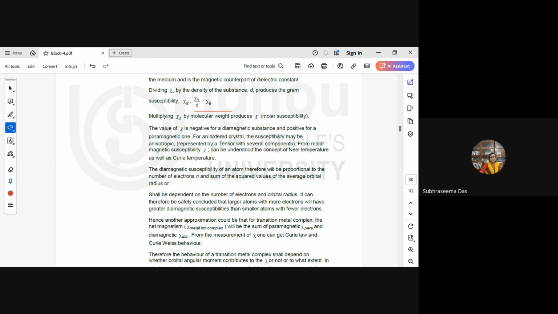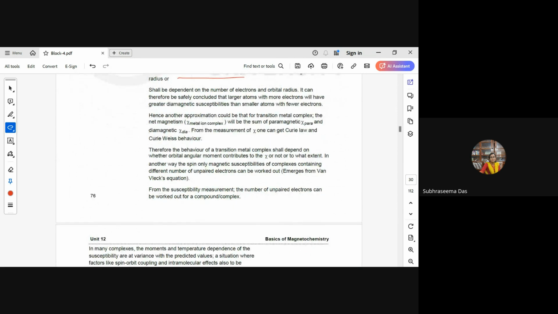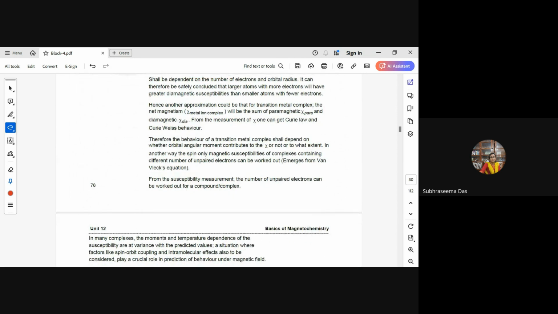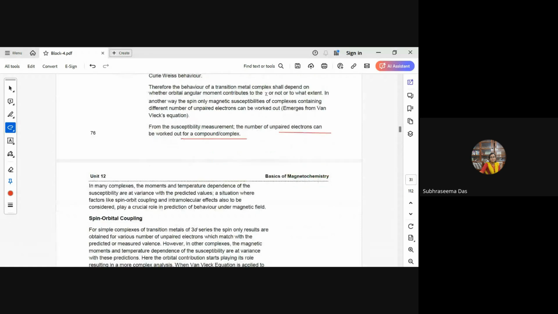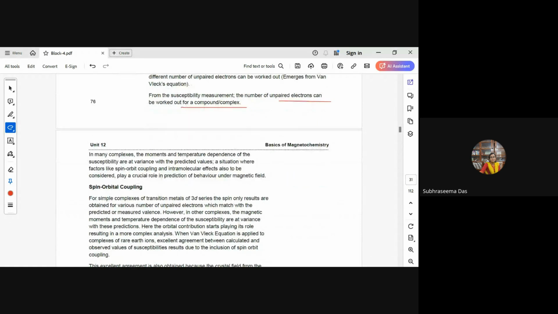For a diamagnetic substance, the diamagnetic susceptibility is proportional to the number of electrons n and the sum of the squared values of the average orbital radii. Therefore, for magnetic susceptibility measurement, the number of unpaired electrons needs to be first worked out for the compound or complex under consideration.